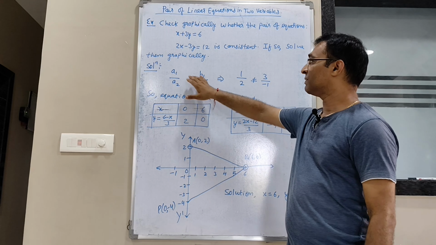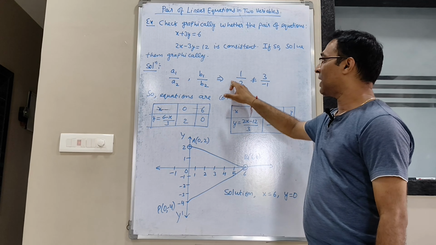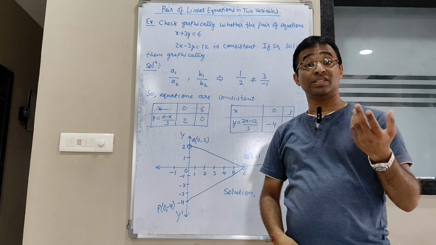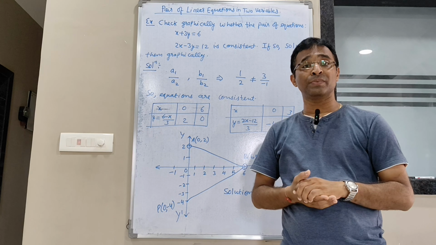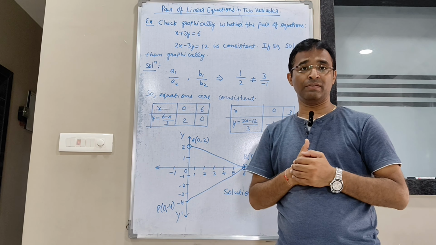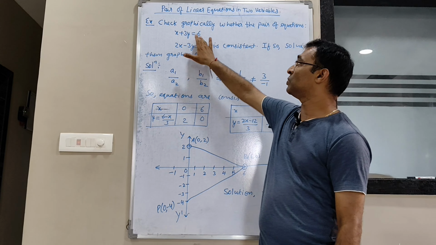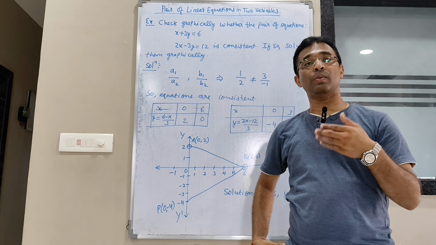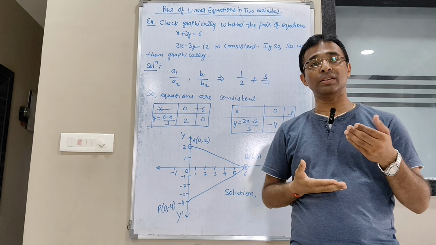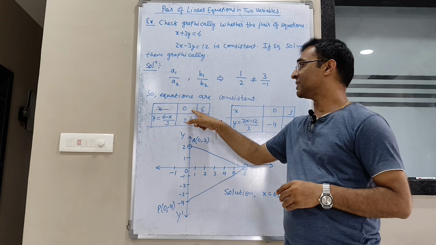So first we will check the ratio of a1 upon a2 and b1 upon b2. I have checked the ratio and both the ratios are not equal, so this pair of equations is consistent and there is a solution for it. Now second, how to find the solution to the equations. For that, these two are the equations of lines and we need to plot the lines on the graph paper. To plot the line, we need to find the solutions which the line will satisfy.